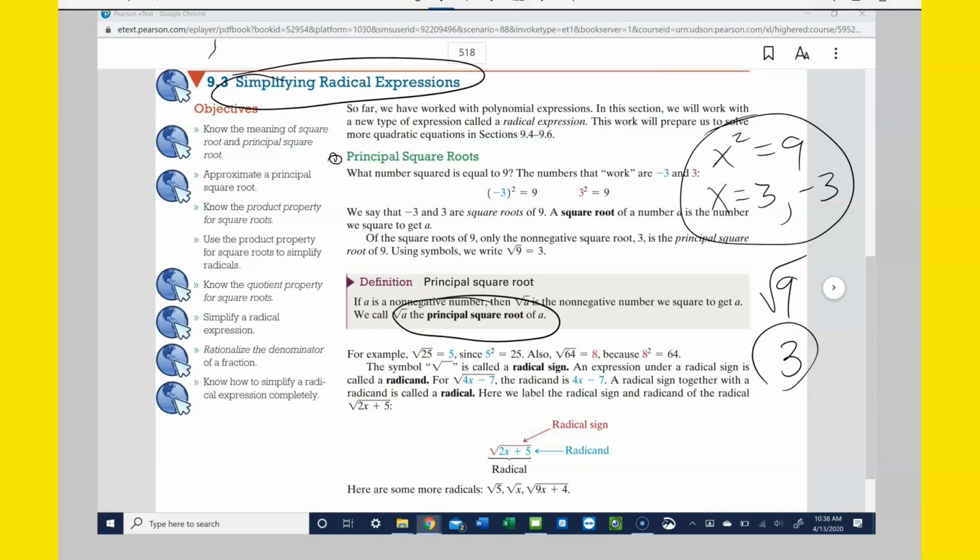All right. That symbol right there is called the radical sign. The expression under it, like this right here, the 9, is called the radicand. It's the expression under the radical.